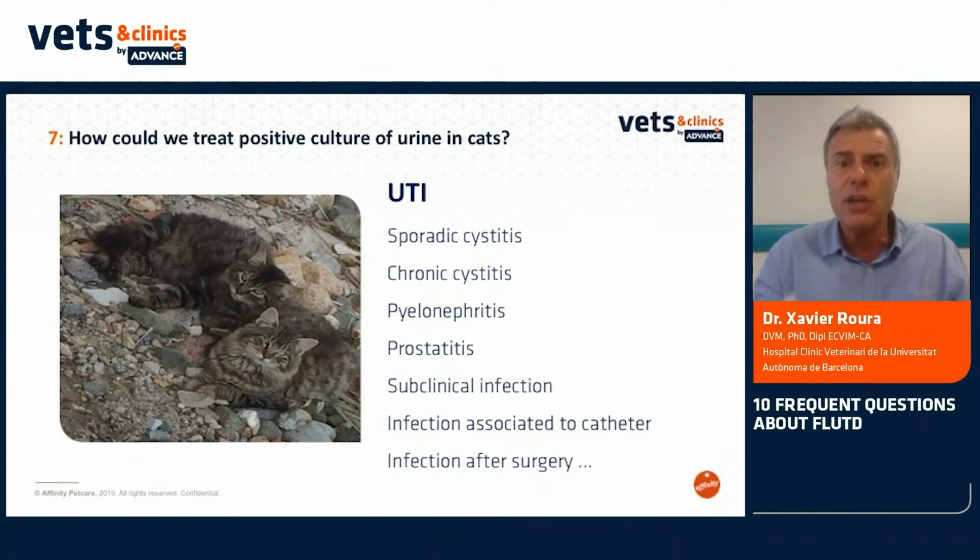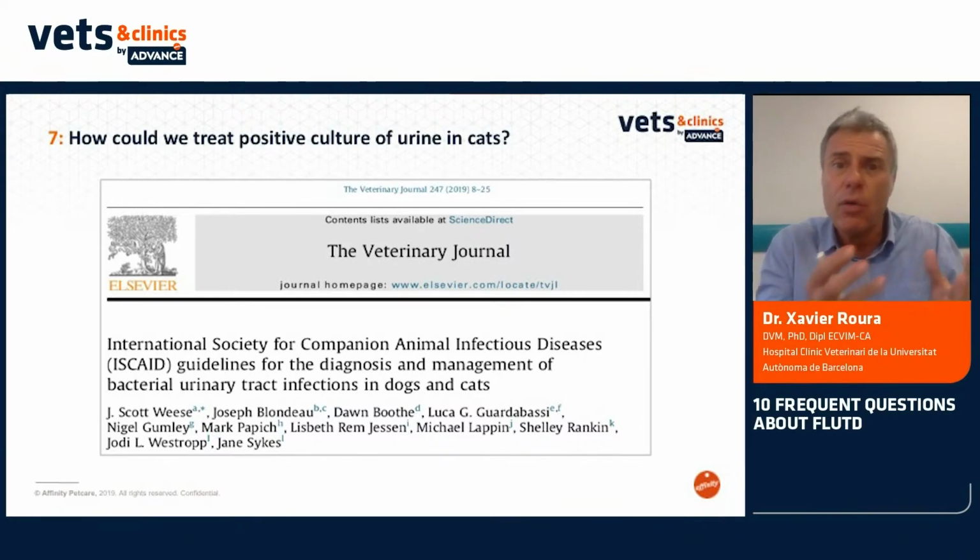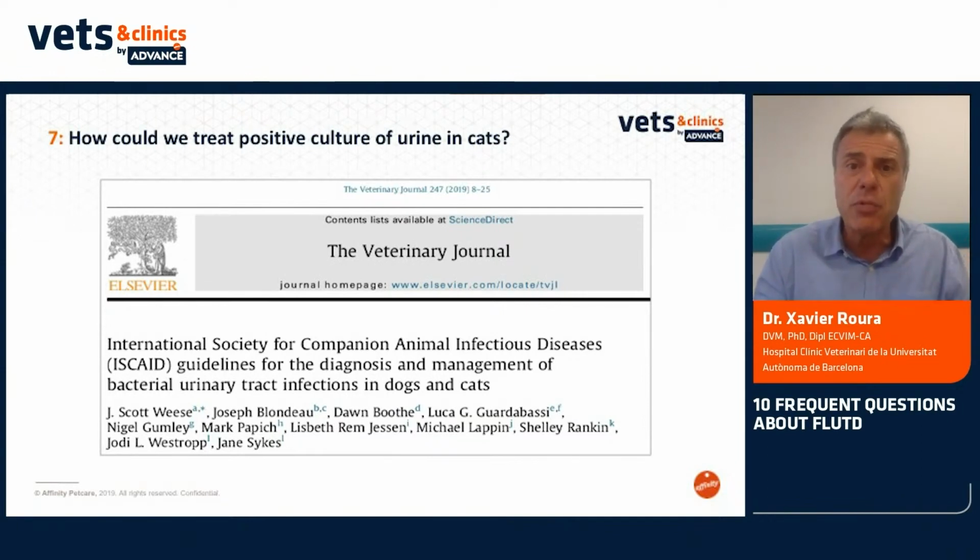So cats look like they have an increase in urinary tract infection. So we need an approach and a guideline in order for all veterinarians to work at the same time, with the same protocol, in the same way. These guidelines, published in 2019, just one year ago, explain very well the treatment, the approach, and the management of urinary tract infection in cats.